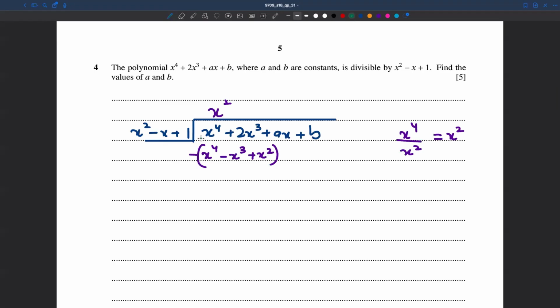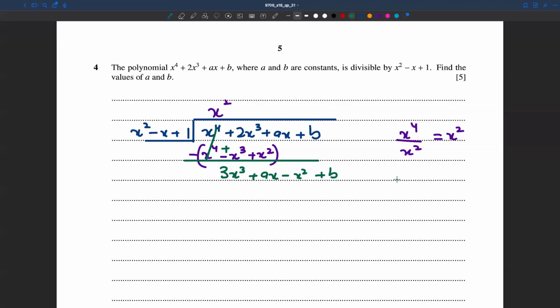So x⁴ minus x⁴ will cancel out. 2x³, and this will become a plus x³. So this will become 3x³, ax minus x². So this will remain as ax minus x² and plus b.